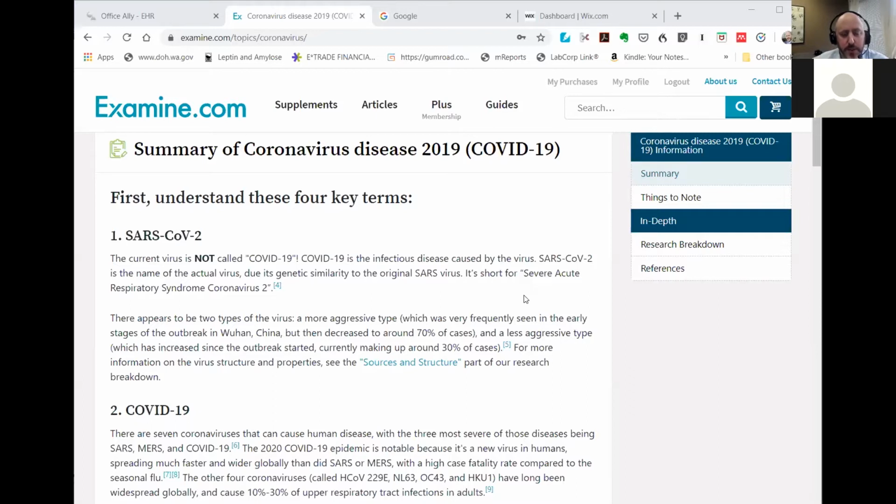There seem to be two types of viruses. One was in the early stages in Wuhan, was aggressive, and then it kind of slowed down. And then there's a less aggressive type that's making up 30% of the cases in China. So I think we're starting to see different variants here as well. As we get an understanding of which variants we need to be most concerned about and which we don't, it will help us reduce some of the fear and issues that are present right now.